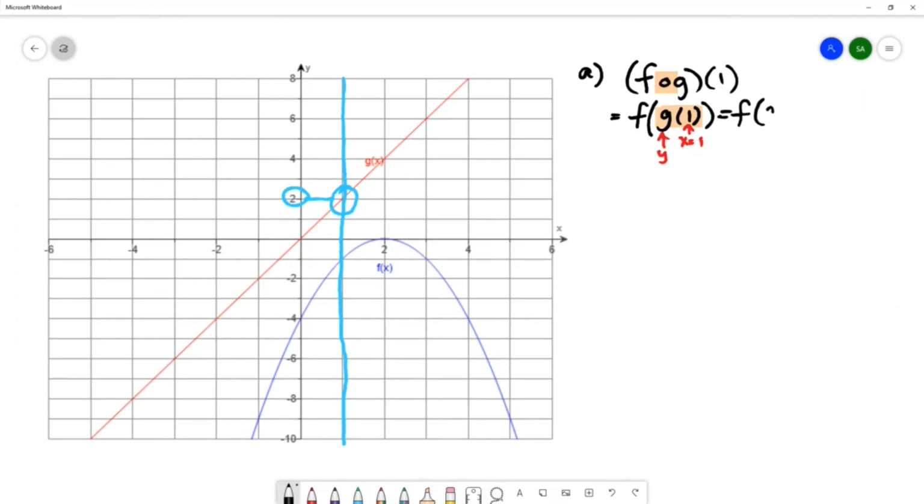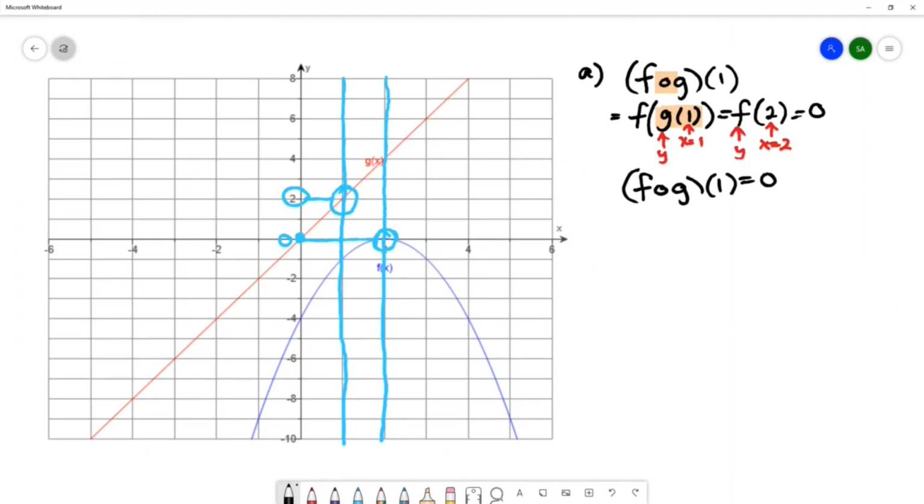So we can replace that g of 1 with 2. Now we have function notation once again, and we want to evaluate the function f at a value of 2. We know that x is 2, and we're looking for y. Once again, we go to our graph looking for an x value of 2. All of these ordered pairs along this vertical line have an x value of 2, and we're specifically going to focus on this one here, which is on the graph of f, and that has a y value of 0. So f of 2 is 0. We were able to figure out that f composed with g of 1 is 0.